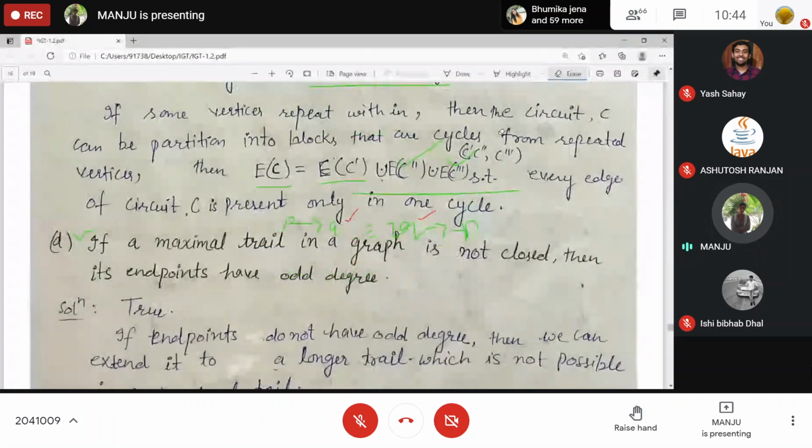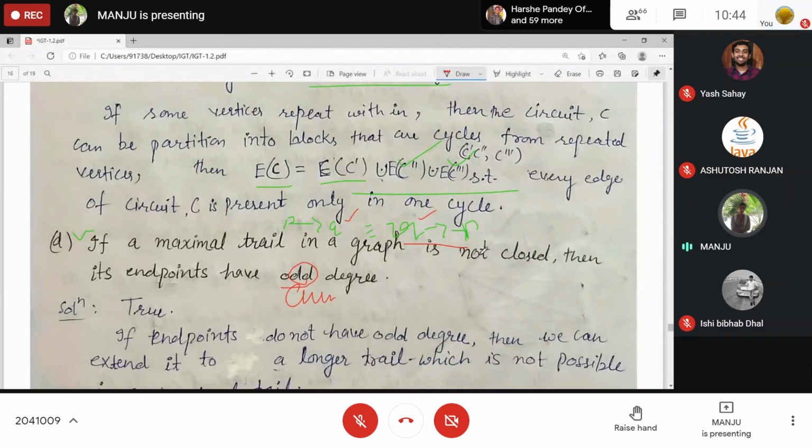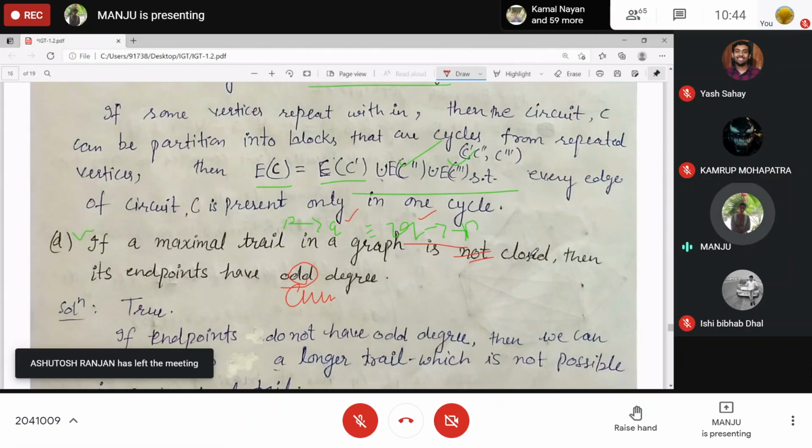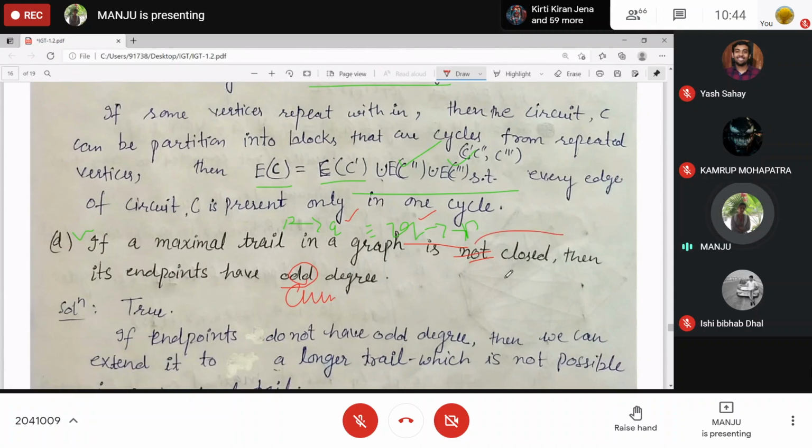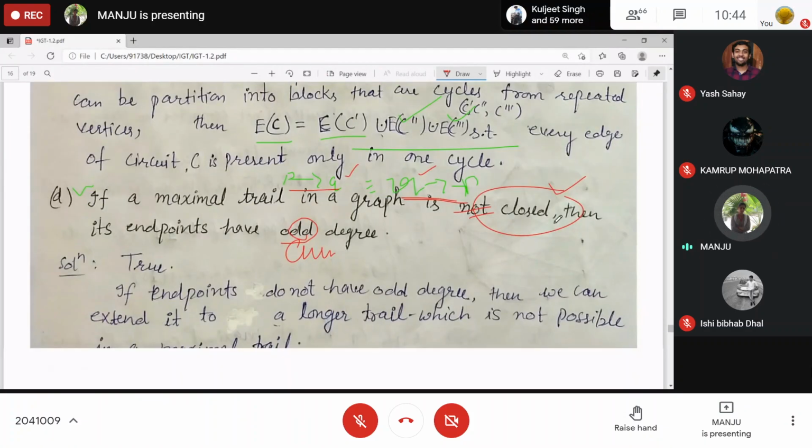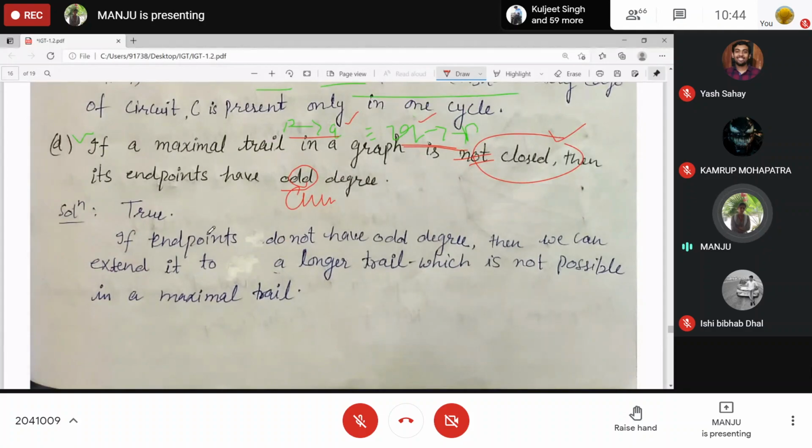Or you can also explain by this one, that is, if the endpoints of a maximal trail do not have odd degree, meaning they have even degree, then it is closed, right? Meaning a maximal trail with even-degree endpoints will form a circuit, and obviously that is closed. Okay? Either this way or this way. I think you can prove it. Here we have just proved by this one.